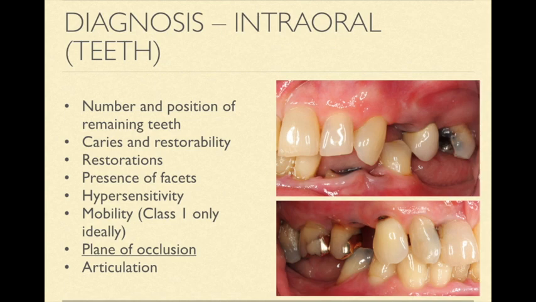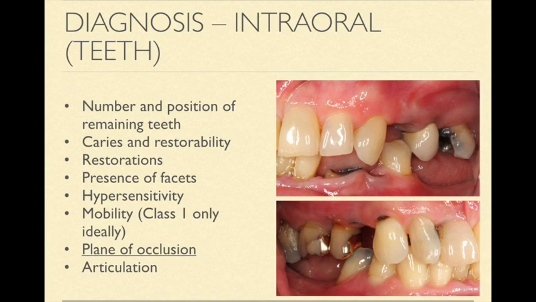After soft tissue evaluation, we will move to the tooth diagnosis. First, you should note the number and position of the remaining teeth. Do any teeth have active caries, and how is the restorability of those specific areas? And if patients have existing restorations, you also need to note them and see if they will affect your removable partial denture framework design. Some patients might have teeth with hypersensitivity or mobility. You also need to note that.